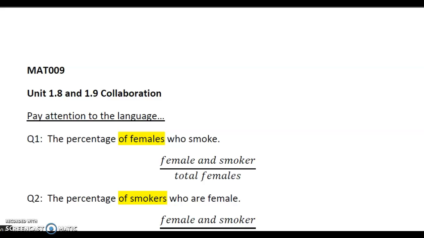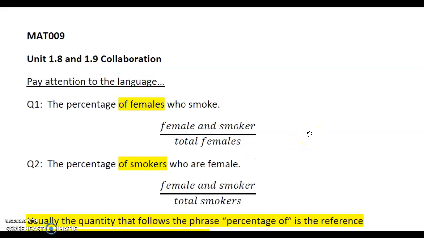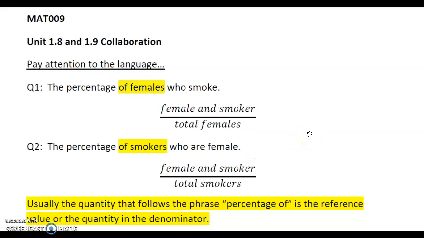In 1.8, you focused on two quantities. Quantity 1 was the percentage of females who smoke, and quantity 2 was the percentage of smokers who are female. Initially, we talked about how these two quantities sound the same. The language is almost identical, but the order of the quantities is different.